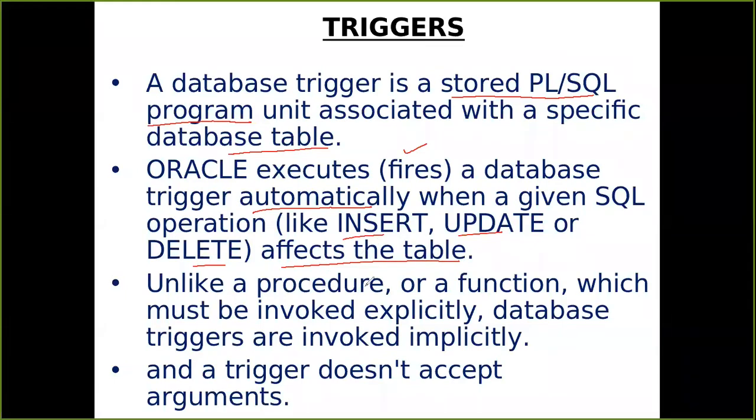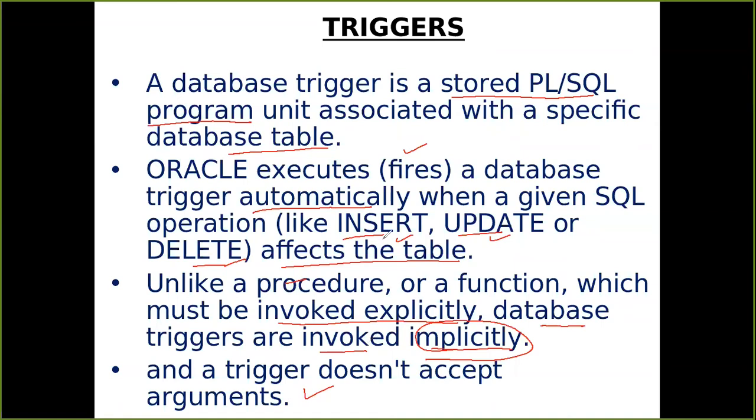So unlike a procedure or function, which must be invoked explicitly, database triggers are invoked implicitly, automatically, whenever some event occurs. So it is basically event based. Whenever some event occurs, in this case, event means either insertion, deletion, or updation, then your program will be called automatically. Implicitly means automatically, and a trigger does not accept arguments. This is also the difference between a trigger and a function or parameterized procedure.